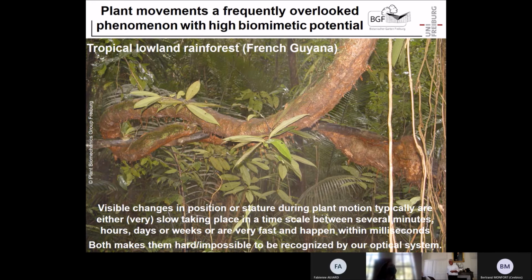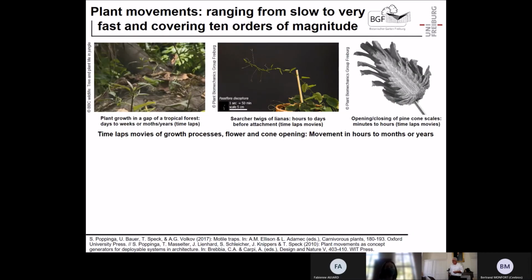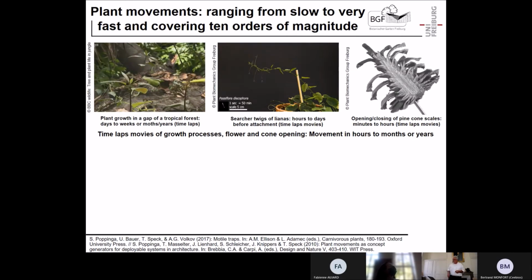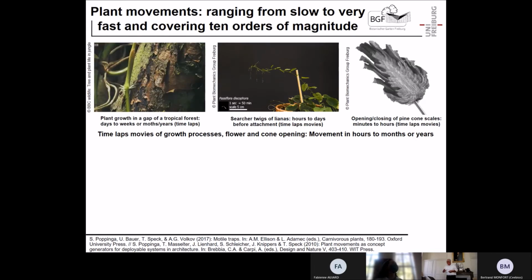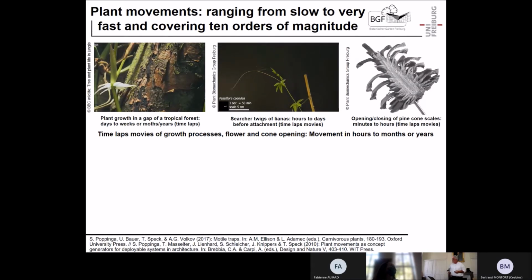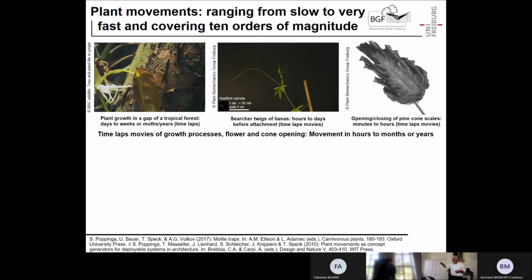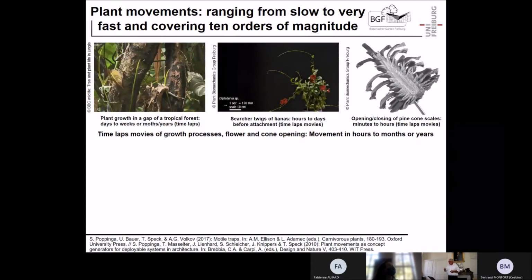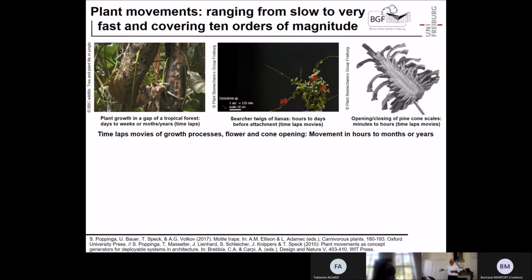I will show you quite a few examples. These are slow motions. Here you see growing plants in tropical rainforests, taken from a movie of David Attenborough's Secret Life of Plants, and recommended. Have a look at it. This is from our own work in the middle. These are autonomous movements of lianas, liana tendrils looking for support, and the other one also comes from our work. This is an opening pine cone where we did a detailed study. Very slow. We don't see them as motions because they are too slow.